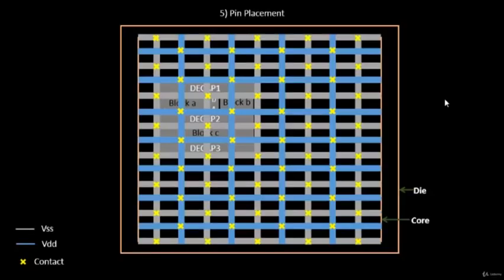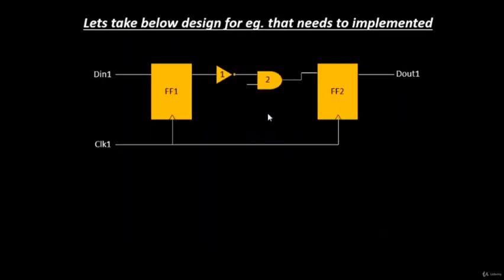Hello everyone, let's continue our discussion on pin placement. Before looking into the concept of pin placement, let's take an example circuit. We are planning to implement a small circuitry, a handful of gates. This is one of the sections of that circuit. For example, we have flip-flop 1, one of the sequential cells, and flip-flop 2, with the input port D in 1, the clock port clock 1, and the output port D out 1.